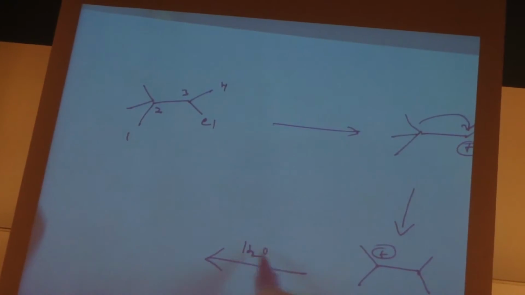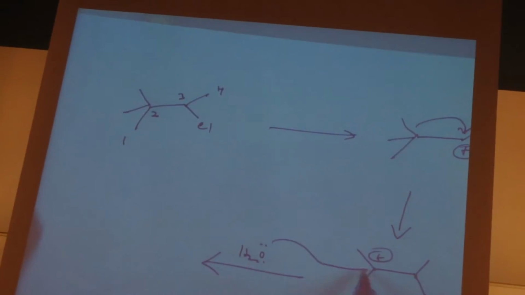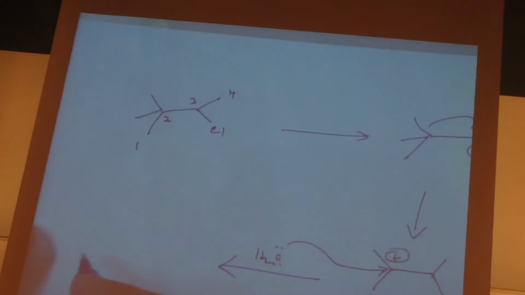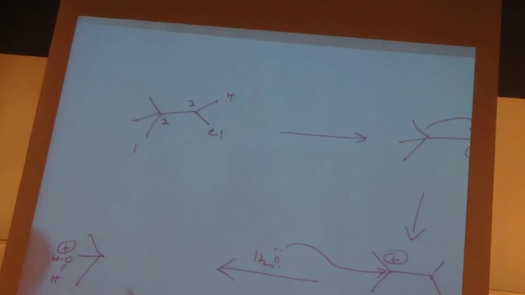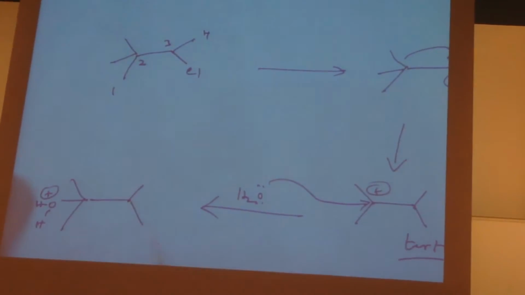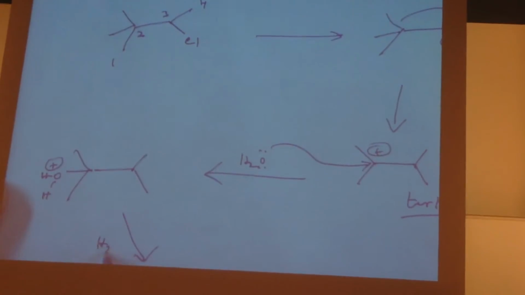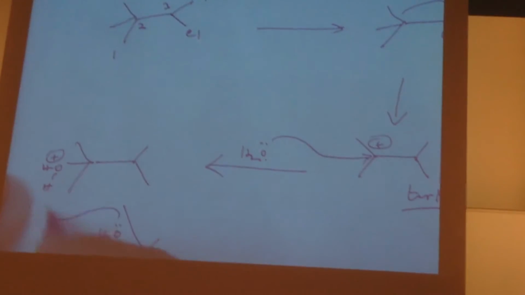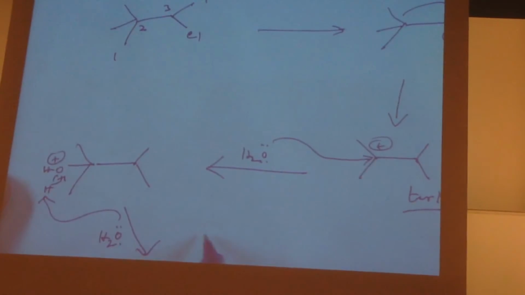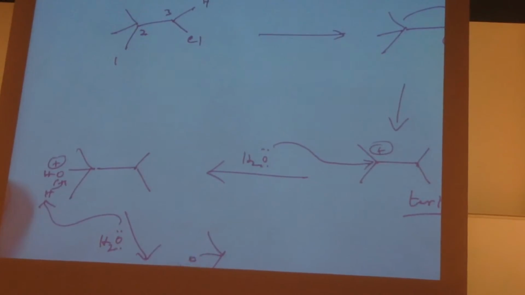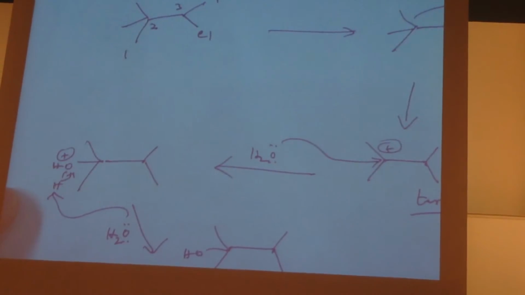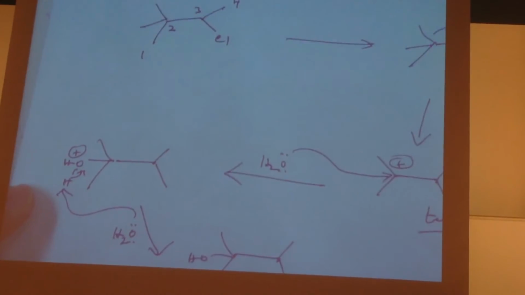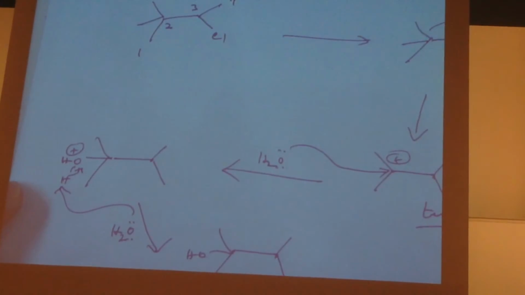And therefore, in the next step, H2O can react with the carbocation, which can then react with another molecule of water, giving you the corresponding alcohol. So this is a typical mechanism that we expect, with carbocation formation and rearrangement of that, right?